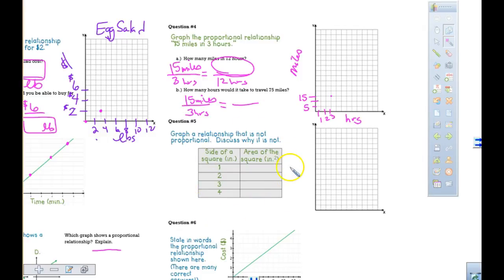This next one, this one throws people a lot. So let's look at number 5. And you read what it says. Graph a relationship that is not proportional. Discuss why it is not. So key thing for it to be proportional is what's one thing? There's 2 things that make our graphs proportional. What's one of them?